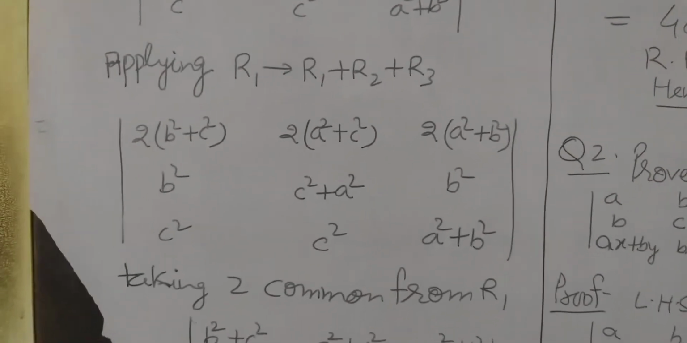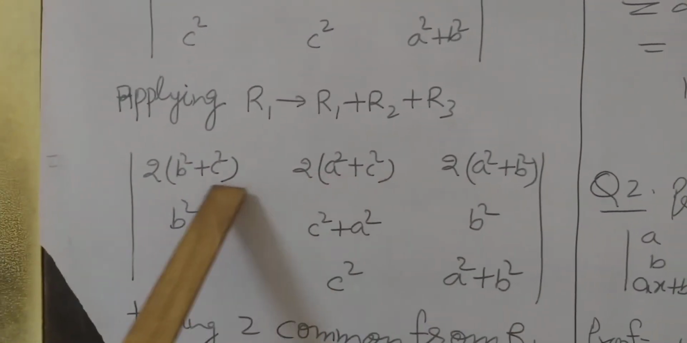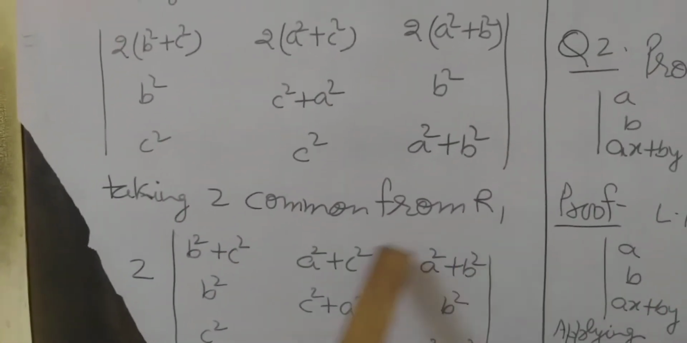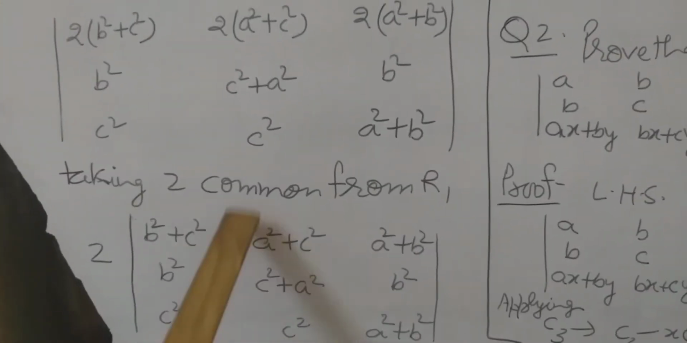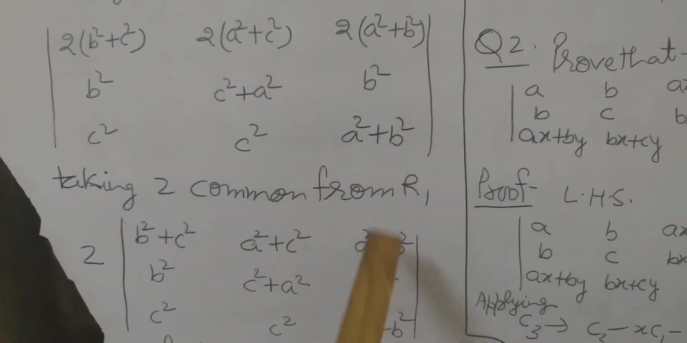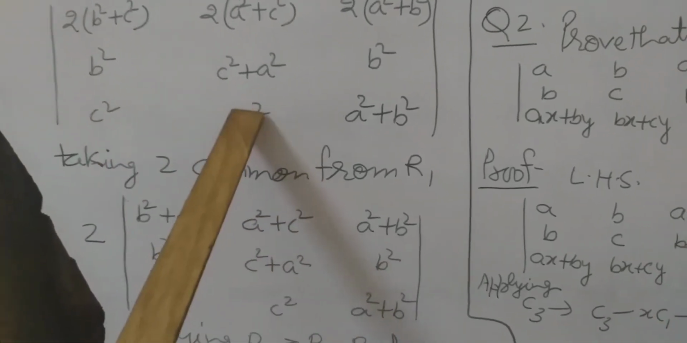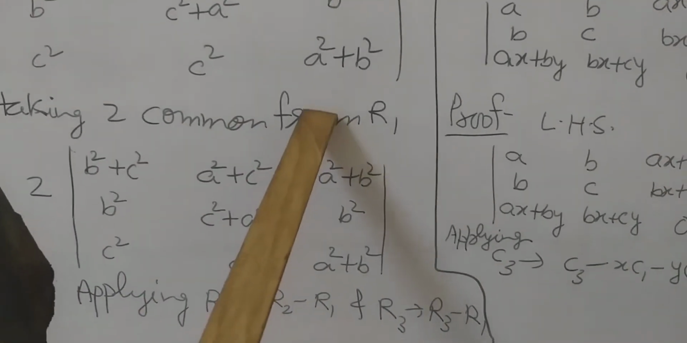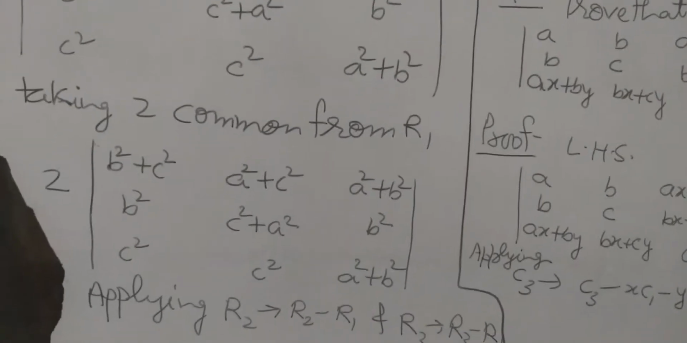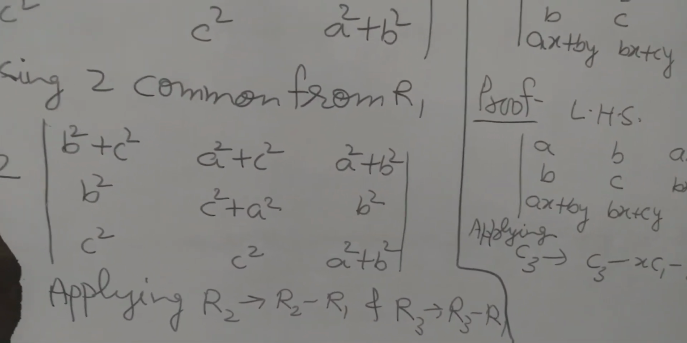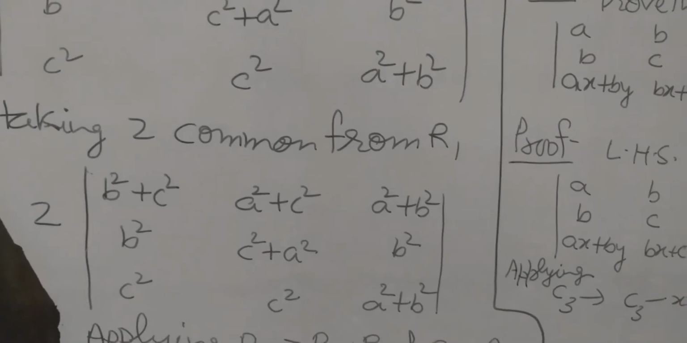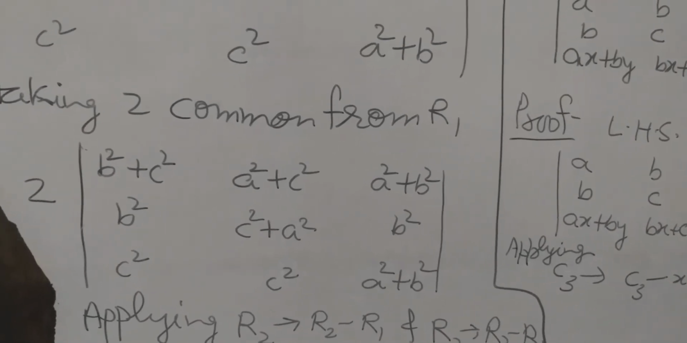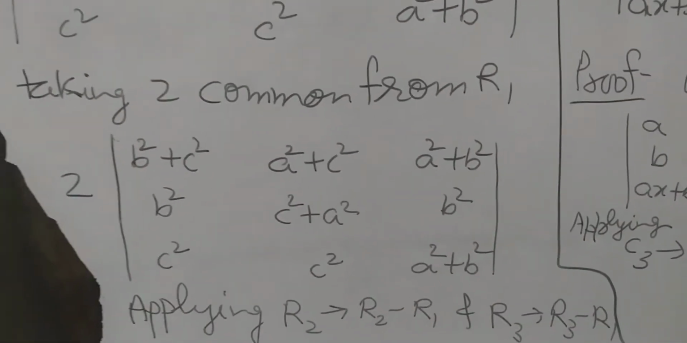Correct, students? Now you can see 2 is common in R1, so we can take 2 common from R1. What is left here? B square plus C square, A square plus C square, A square plus B square, then B square, C square plus A square, B square, and C square, C square, A square plus B square. Okay, students. Now we have got 2. We have to simplify it and try to get 2 zeros in a row or in a column.